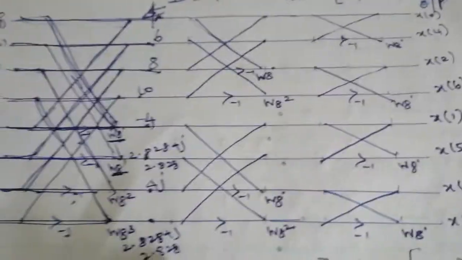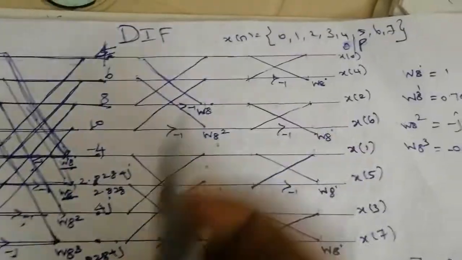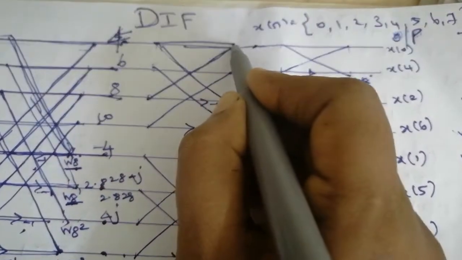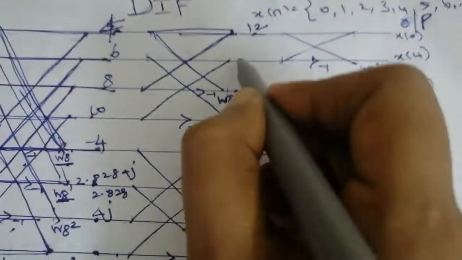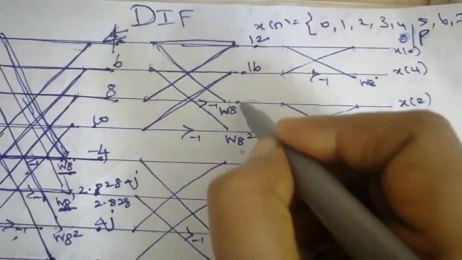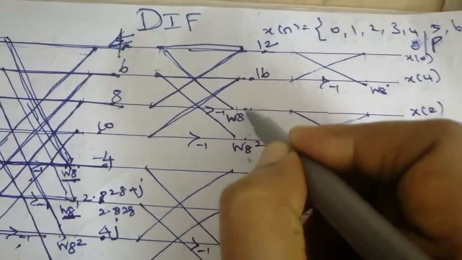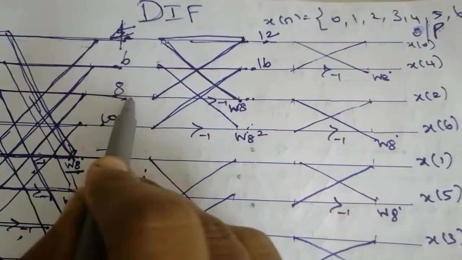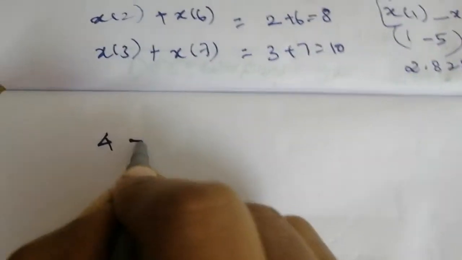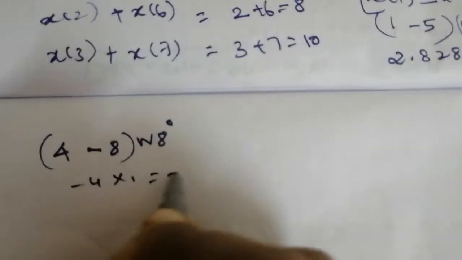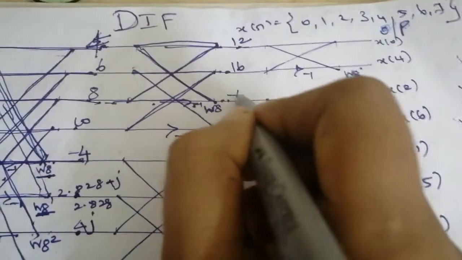Okay, so the first term we have calculated. Next, to find this value, it is nothing but x of 4 added with 8. So 4 plus 8, 12. Then this value x of 6 is added with 10. So 10 plus 6, 16. But these two lines are multiplied with the twiddle factor, so it is different, right? That is, this line is nothing but 4 value added with minus 8, because here the minus sign is multiplied. So 4 value is minus 8 into W8 power 0. So minus 4 into 1, minus 4. So this answer is minus 4.